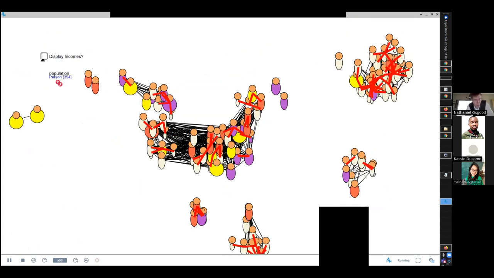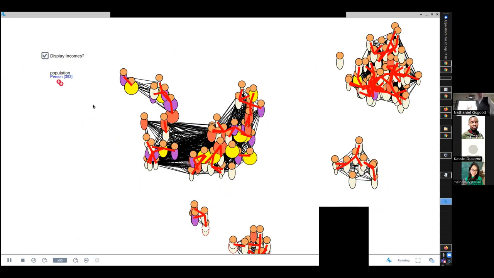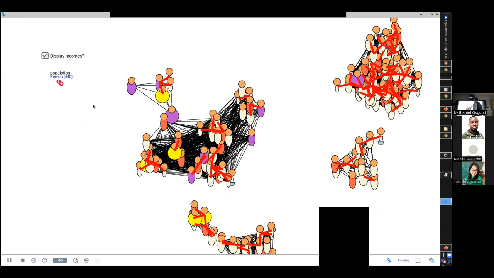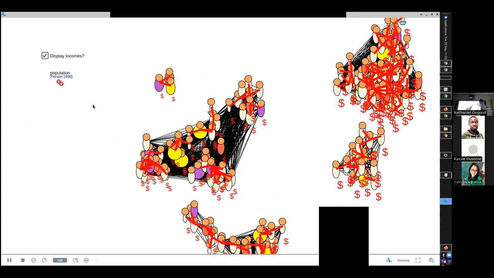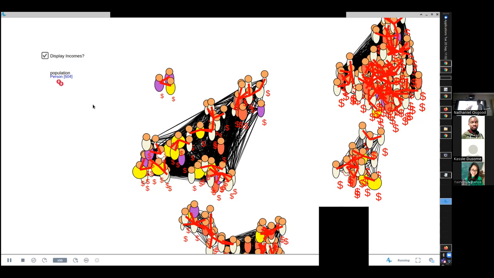And if you scroll up a little bit, you can actually ask it to display incomes and have it display the relative income level, with a size of dollar sign in different areas denoting the income level of that individual. So here's a very well-heeled group over on the left-hand side. And here's a somewhat poor group there on the left-hand side.